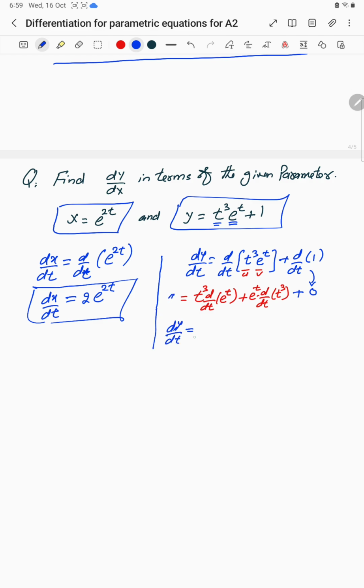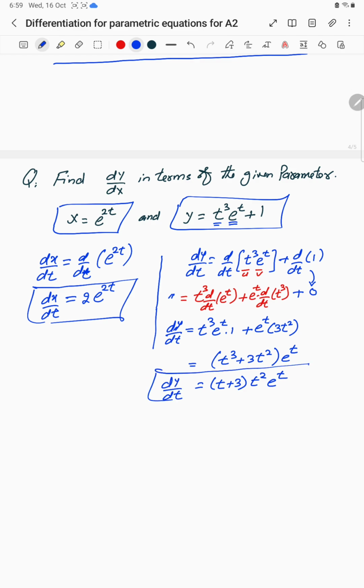So we will get dy by dt as t cube times e power t is e power t, and t differentiate is 1, plus e power t and t cube will be 3t square. So we can write e power t common, plus 3t square e power t, or you can take t square as well common: t plus 3 times t square e power t. This will be the dy by dt. I hope it is clear how we differentiate this with respect to t.